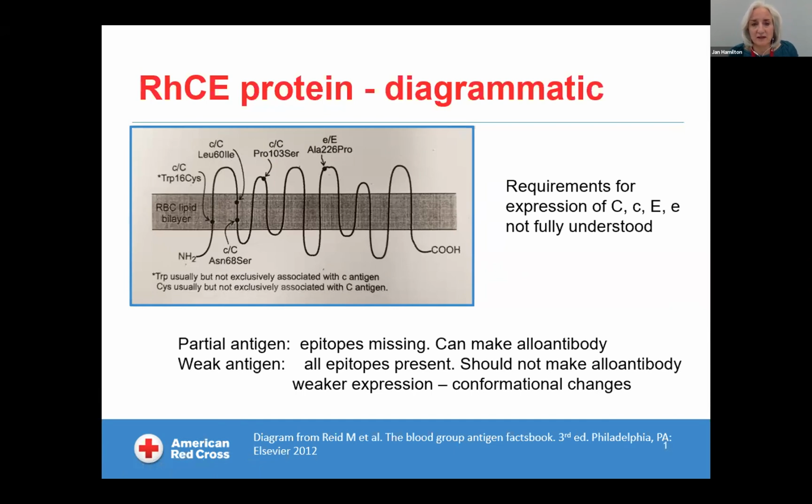But even though this looks like it's all nice and neatly outlined, the actual requirements for the expression of the 4 antigens, big C, big E, little e, for their full expression on the red cell are not fully understood, even though it looks nice and neat on this diagram. This morning here, afternoon and evening there, I'll be focusing on partial antigens, which are missing 1 or more epitopes and therefore can make alloantibody. And some of these alleles also encode for the lack of other very high prevalence antigens that can result in alloantibody production, as contrasted with a weak antigen where in general all the epitopes are present, and so the patient should not be able to make those alloantibodies. The weaker expression frequently comes from conformational changes.